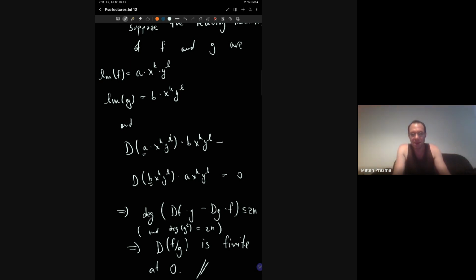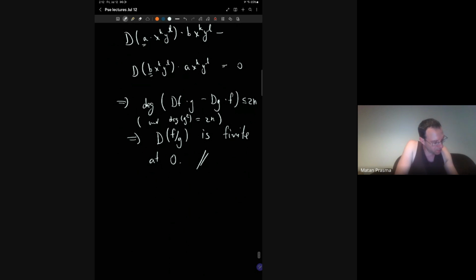Okay, can we start again? So the next thing we want to do is a rather central proposition. We want to be able to relate the order of a rational function to the order of the derivation of this rational function.